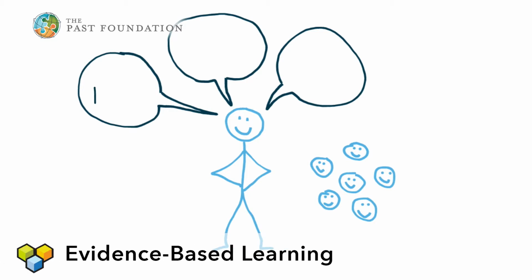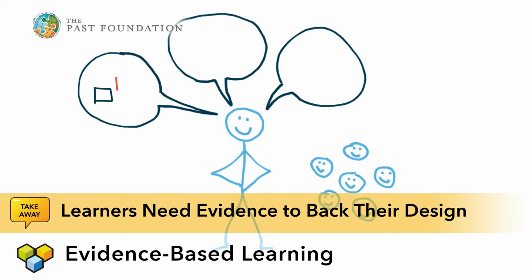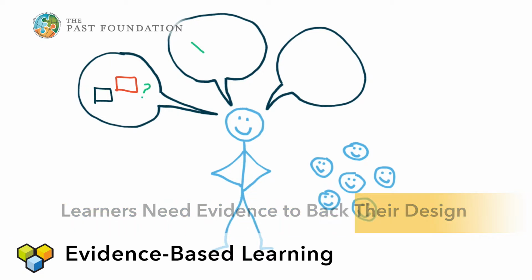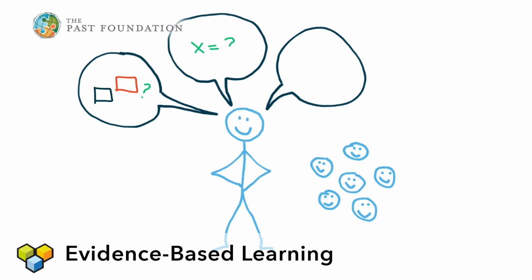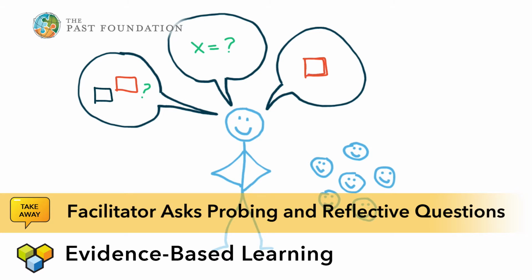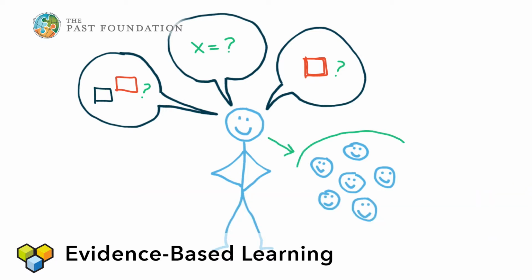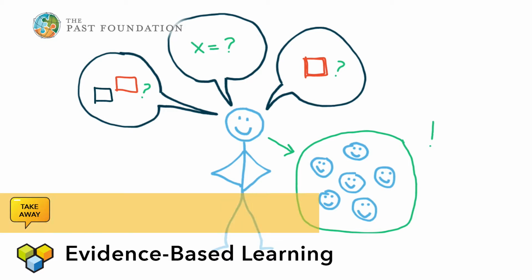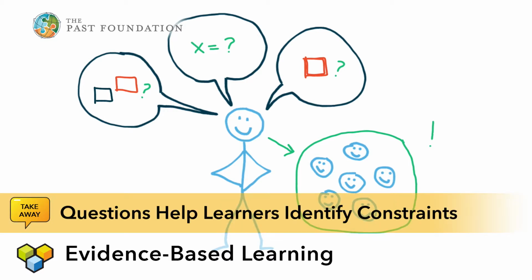For example, a facilitator might remind learners that they need evidence to back their arguments and design. The facilitator might ask, "What will evidence look like?" Or, "How many pieces of evidence are needed for a solid argument?" The facilitator asks probing questions like these and reflective questions like, "How do we know our evidence is strong enough?" The purpose of these questions is for the facilitator to make sure the learners understand the criteria and constraints and keep the problem's objectives in mind.